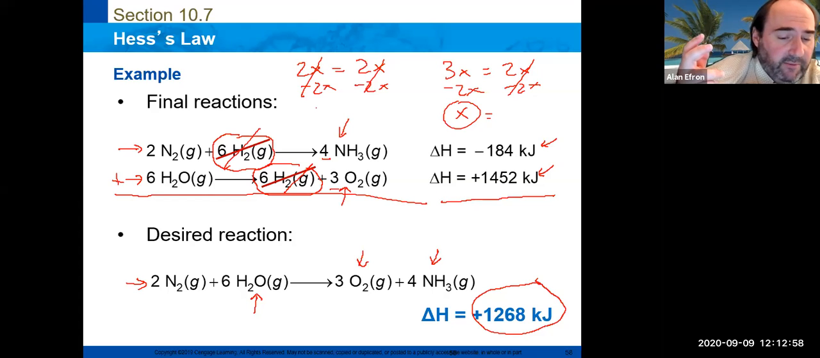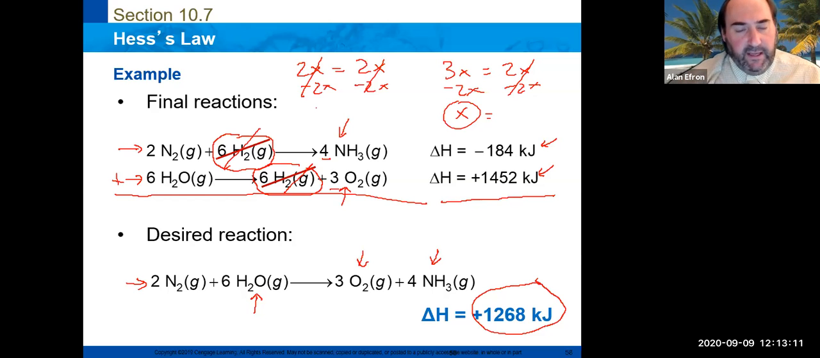That way you don't have to remember at the end, oh, I flipped it, I multiplied it, I divided it, and try to remember what you did. So as you keep changing the equation, change the delta H value correctly, and then you should hopefully end up with the right one at the end.